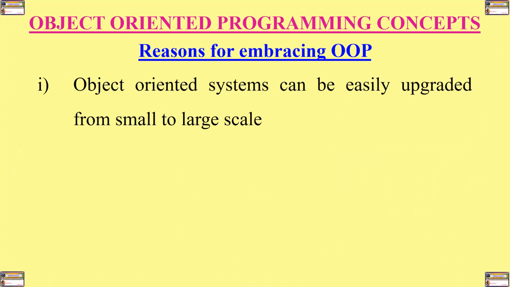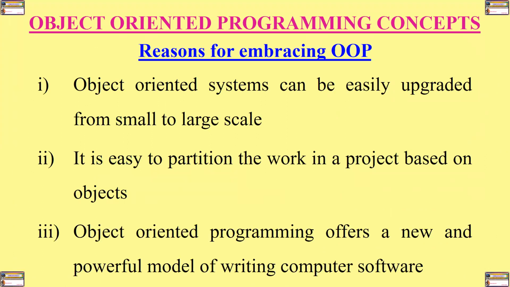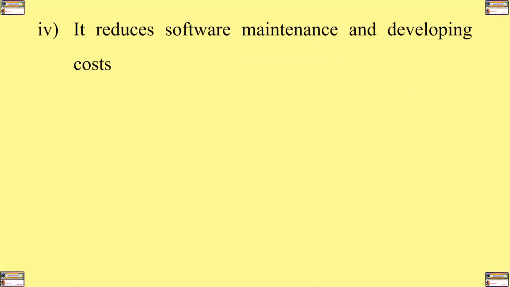Number one, object-oriented systems can be easily upgraded from small to large scale. Number two, it is easy to partition the work in a project based on objects. Number three, object-oriented programming offers a new and powerful model of writing computer software. Number four, it reduces software maintenance and developing costs.